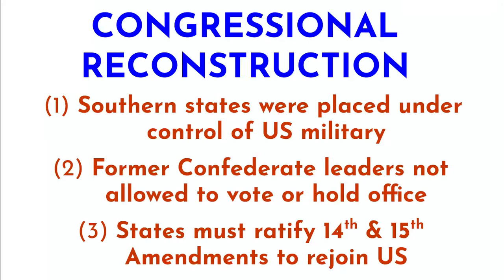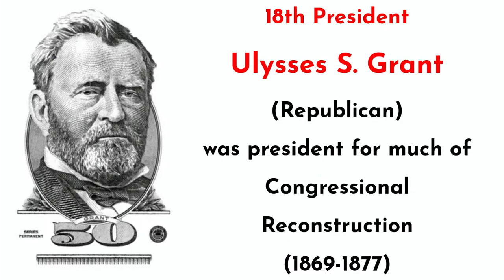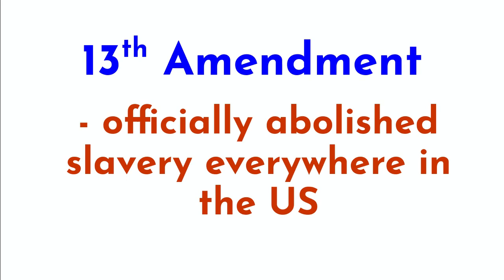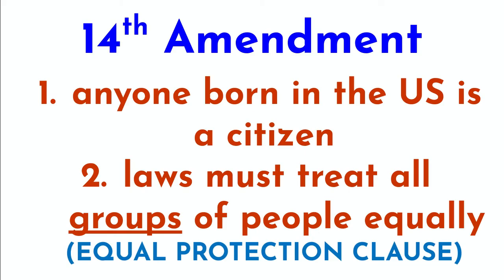Congress is going to have to amend the Constitution a bit more. The 13th Amendment, we said, abolished slavery. The 14th Amendment is going to be anyone born in the U.S. is a citizen, because remember in the Dred Scott case, it said that black people were not citizens. This is going to change that. Anyone born in the U.S. is a citizen. Two, laws must treat all groups of people equally. No more of these laws that are aimed strictly at black people. This is called the Equal Protection Clause.